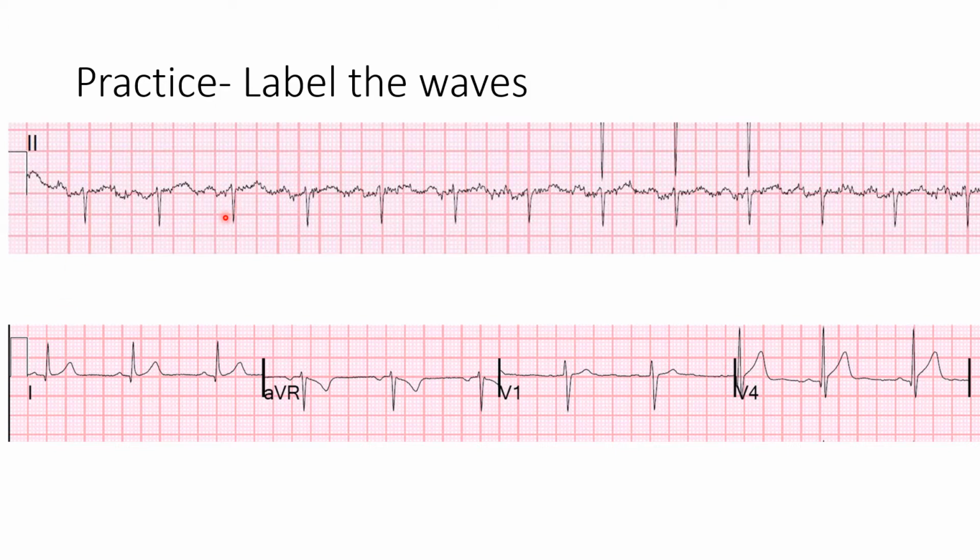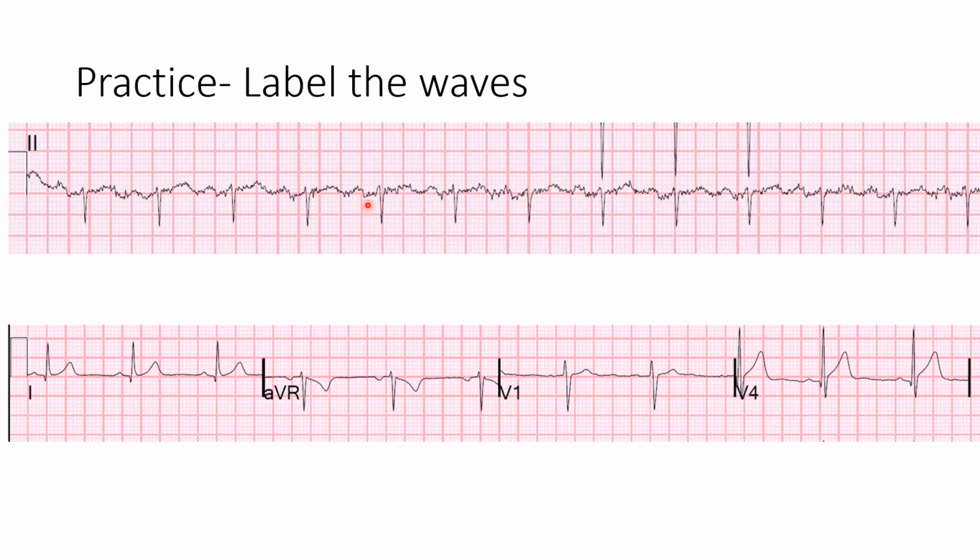How about up here? What are all these squiggles? This is called artifact, and it's very frequently seen when taking ECGs in real life. It's from a patient moving around in the middle of getting an ECG. But let's try to label this ECG pattern.